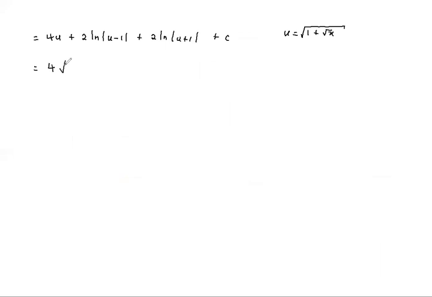So we'll have 4 the square root of 1 plus root x plus 2 ln of the square root of 1 plus root x minus 1, plus 2 ln of the square root of 1 plus root x plus 1, plus a constant c. So that becomes our answer.